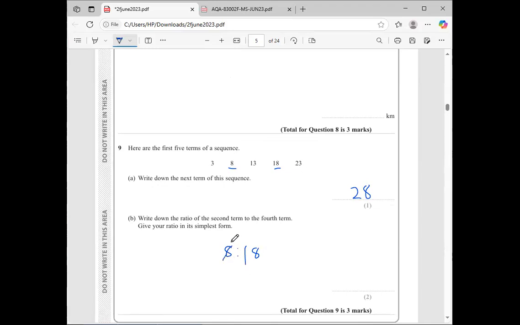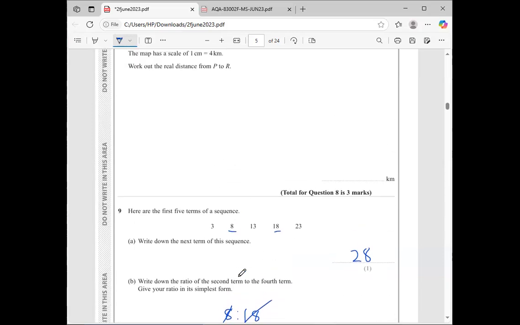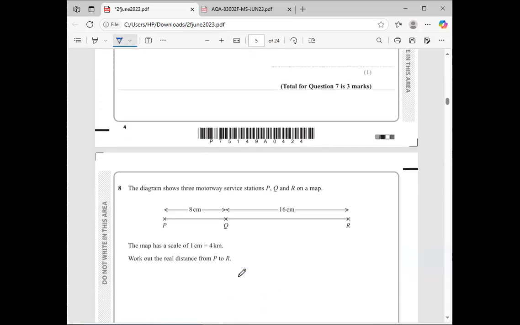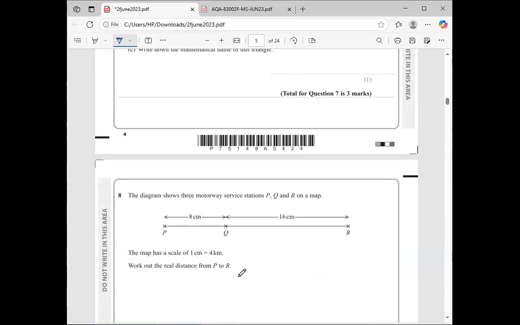So let's break it down. 2 in 8 is what? 4. 4. 2 in 18 is what? 9. 9. So that's 4 is to 9. That's the lowest, simplest form you can have it, right? Okay, we're moving on. Okay, we're almost there.